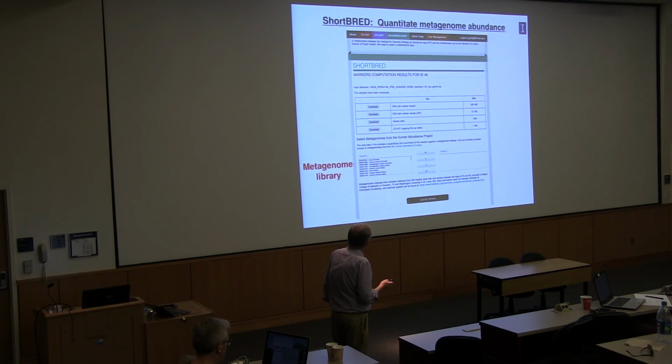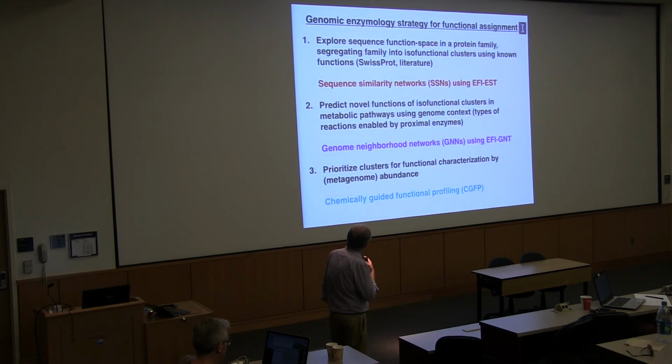But anyway, what have I told you about today? I've told you about sequence similarity networks and how to construct them. I've told you about genome neighborhood networks and how you can construct them using our tools. I gave you an example of using these two, SSNs and GNNs, to discover functions, and then I've given you an idea of how we might be able to implement this prioritization of clusters using CGFP.